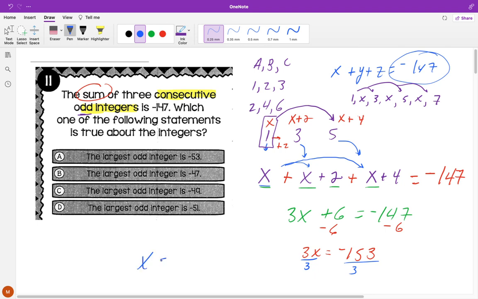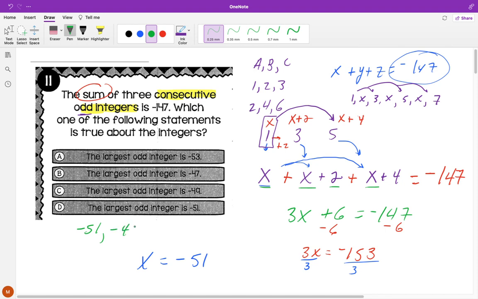So x is then equal to negative 51. But the question, though, doesn't just ask what that is. It gives us what is true. So if we had negative 51 represented as x, our first odd integer, then in order to get the next one, we would add 2 to it.